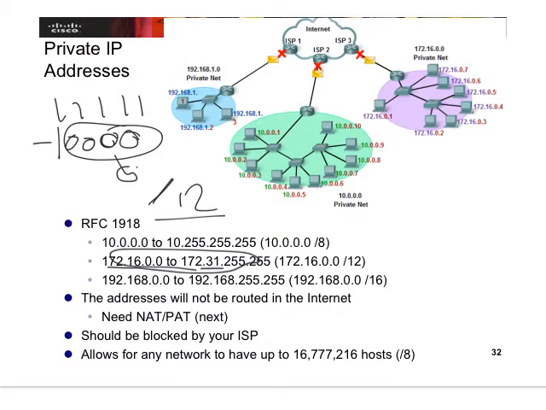So for example, if the university decides to use any private IP in any of the labs, then they need to run or activate NAT in the router that's connected with this. So otherwise, it will not work. Okay.